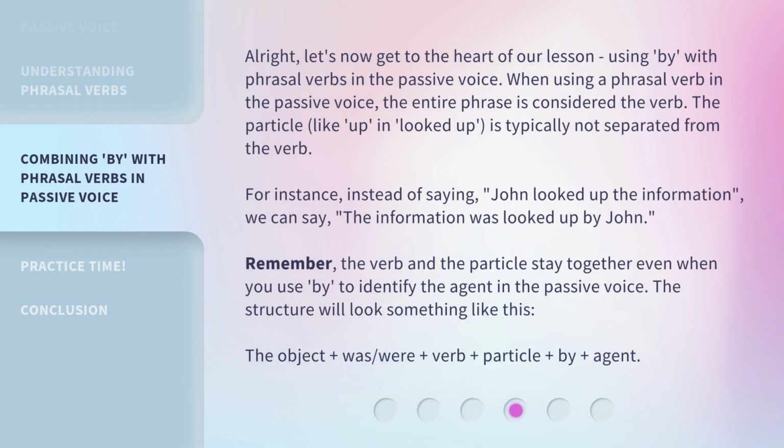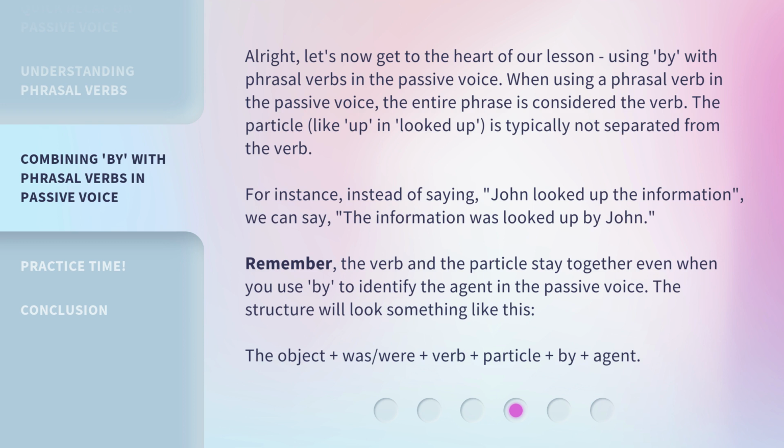Alright, let's now get to the heart of our lesson: using "by" with phrasal verbs in the passive voice. When using a phrasal verb in the passive voice, the entire phrase is considered the verb. The particle, like "up" in "looked up," is typically not separated from the verb. For instance, instead of saying, "John looked up the information," we can say, "The information was looked up by John."